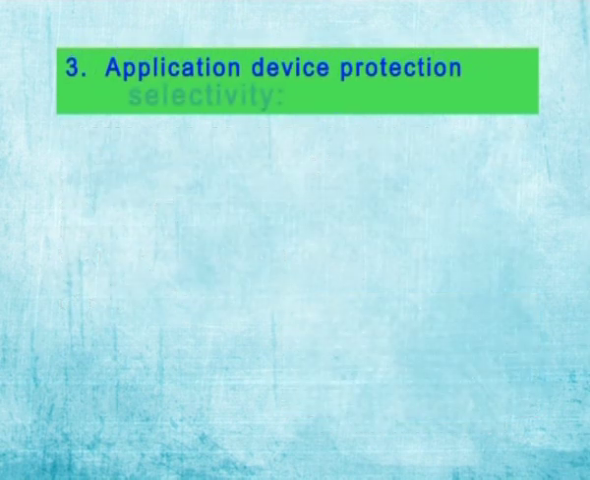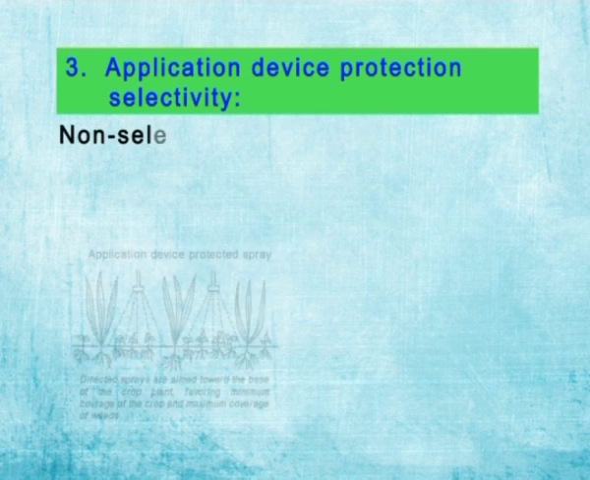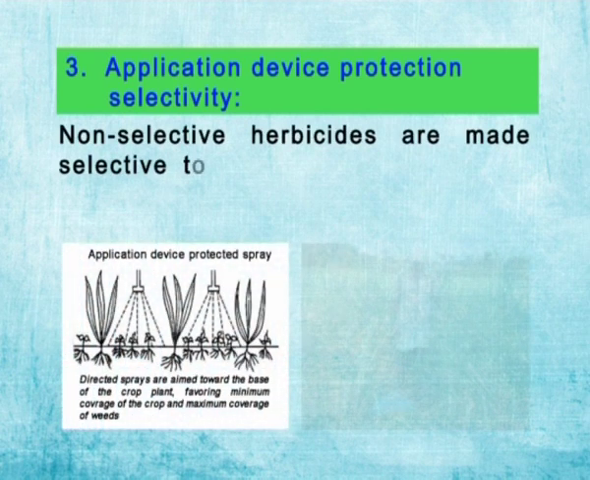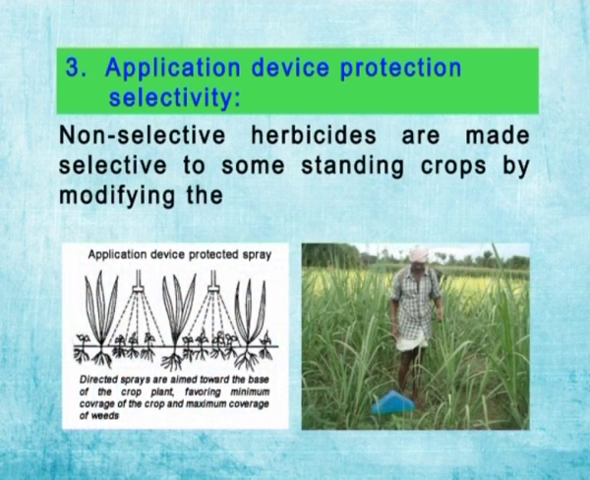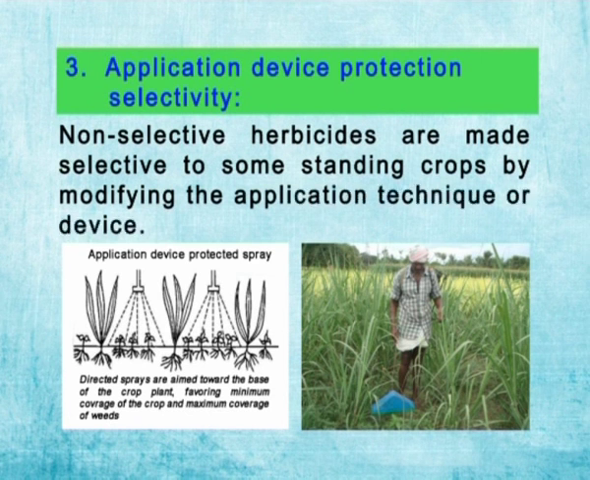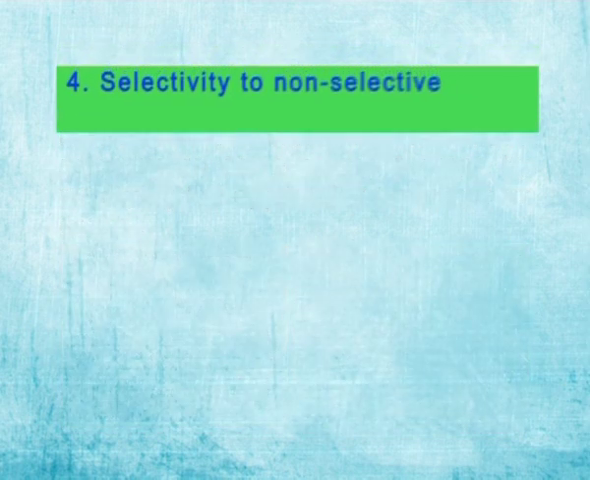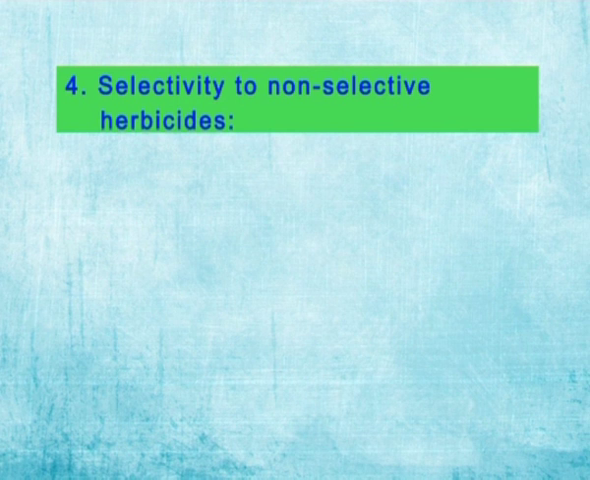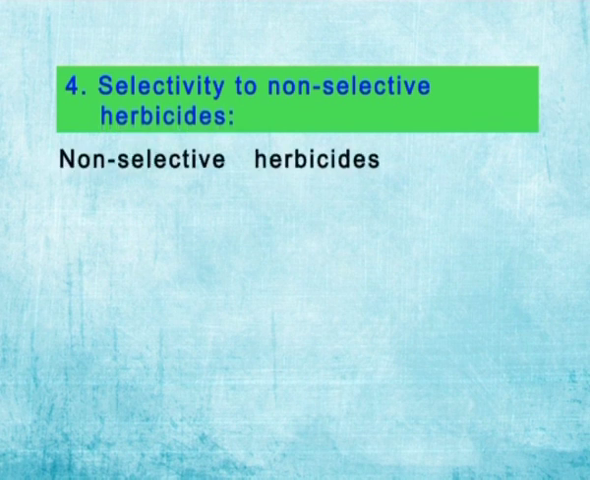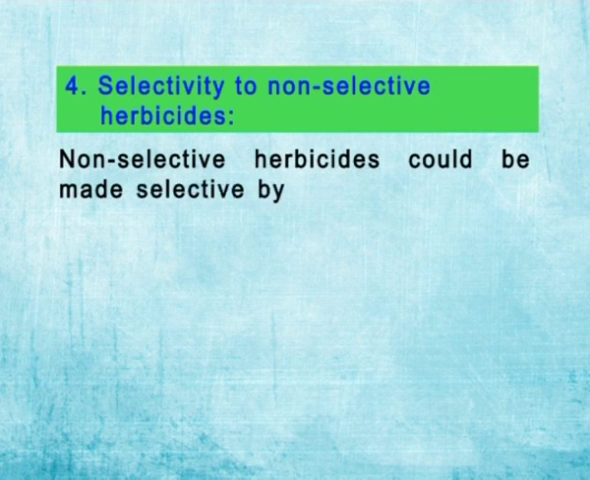Number 3, application device protection selectivity. Non-selective herbicides are made selective to some standing crops by modifying the application technique or device. Number 4, selectivity to non-selective herbicides. Non-selective herbicides could be made selective by modifying the crop environment.